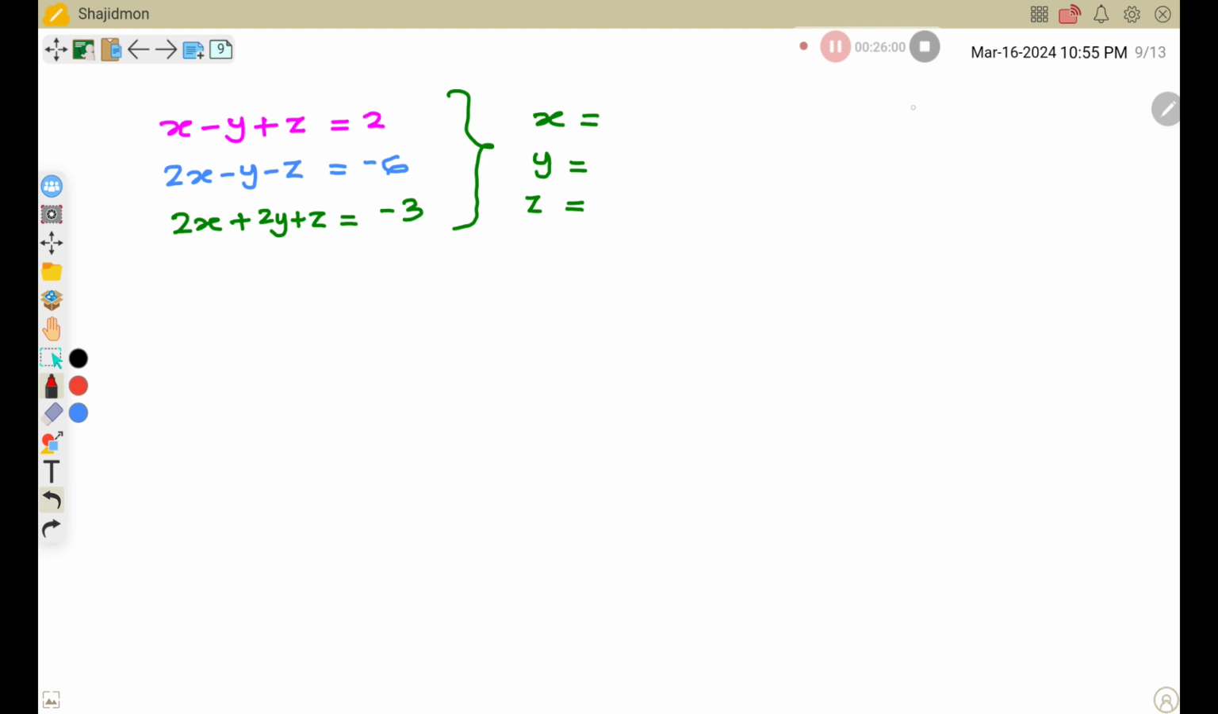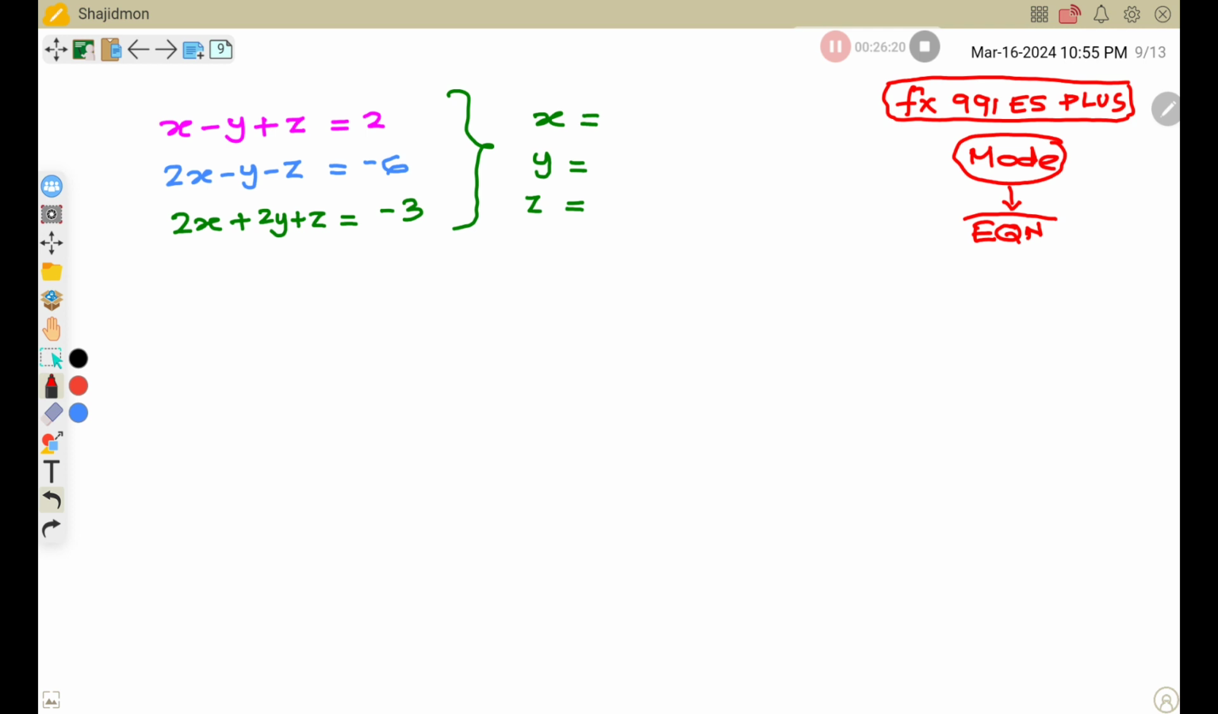For example, what we are doing in the calculator: I am using the FX-991ES Plus calculator, as I told you. When we do this, we just need to press the MODE button. I will write the procedure here. Press the MODE button. After that, EQN means number 5. After that we need to select number 2, because here we need to calculate 3 variables x, y, z. So in the calculator you can see a_nx plus b_ny plus c_nz equals d_n.